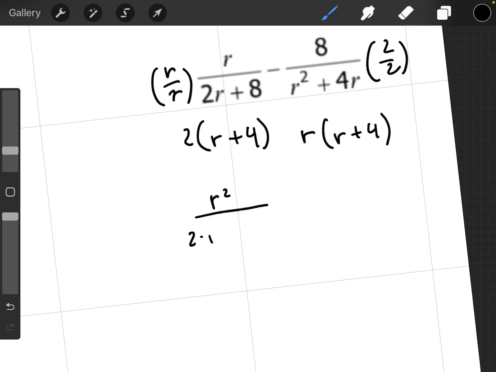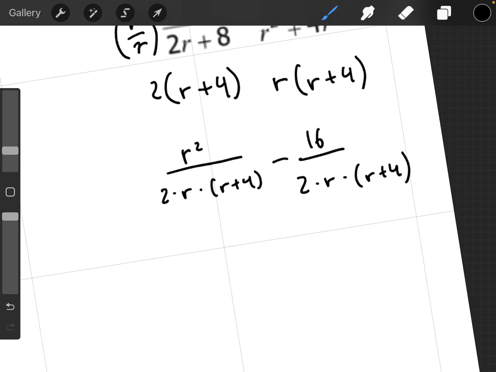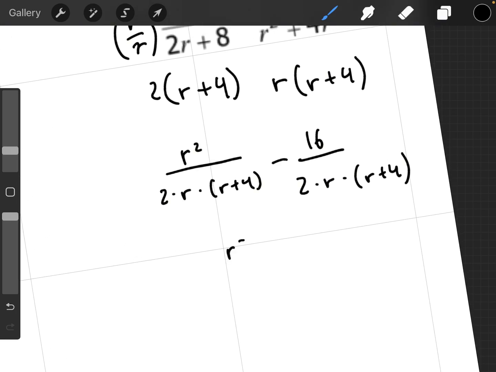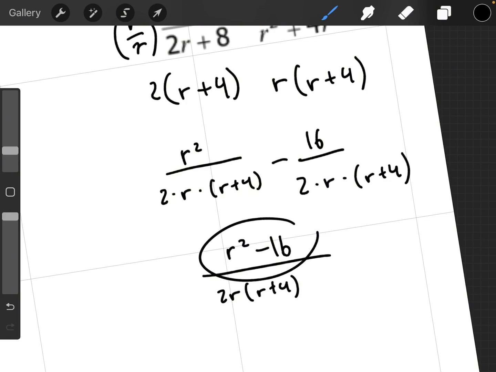So now we're left with r squared, 2 times r plus 4, minus 16 over 2 times r plus 4. Now we can condense it into r squared minus 16 over 2r plus 4.